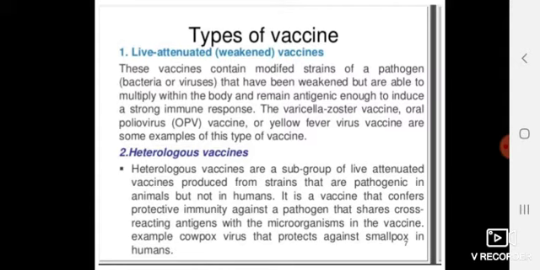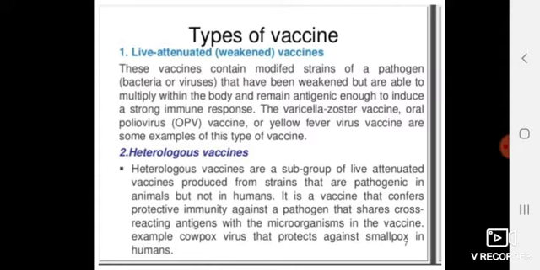What is a live attenuated vaccine? It is a live pathogen that is weak. That pathogen is not strong, it is weak, but able to multiply in our body without becoming toxic, and remains antigenic enough to induce a strong immune response. Whenever this pathogen enters our body, we develop antibodies against the antigen. That is the basic concept of the live attenuated vaccine. Different examples include oral polio vaccine, yellow fever vaccine, etc.